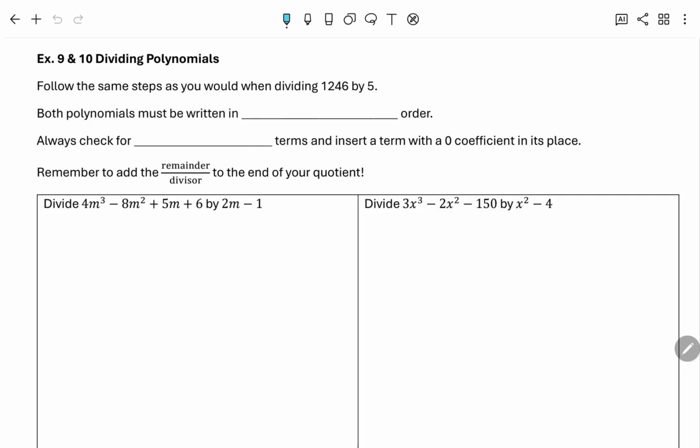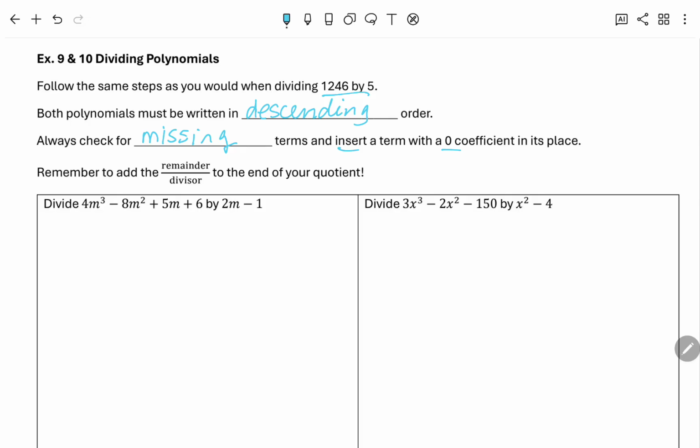But things to remember, we're going to follow the same steps as if you were dividing just normal numbers, right? Instead of polynomials. We'll go over that in a second. Both polynomials must be written in descending order. And always check for missing terms. You need to insert a term with a 0 coefficient in its place. Lastly, remember to add the remainder over divisor to the end of your quotient.